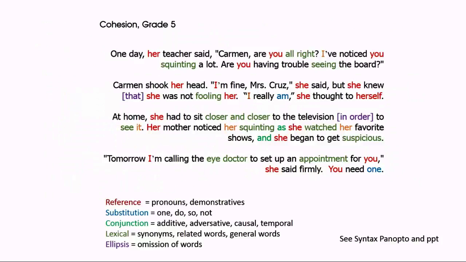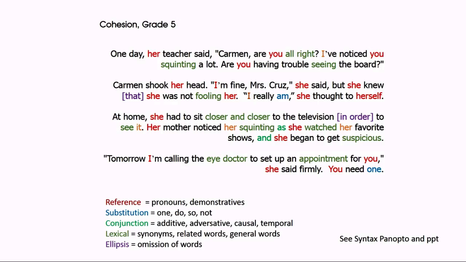All right, so here's just an example from a fifth grade passage. "One day her teacher said," so we start out with "her" as an unidentified pronoun. "Her teacher said, Carmen, are you all right?" So "her" now refers to Carmen. And then "you" refers back to Carmen. "I've noticed," so now the "I" is going to refer to the teacher. "I've noticed you," back to Carmen, "squinting a lot. Are you having trouble seeing the board?"